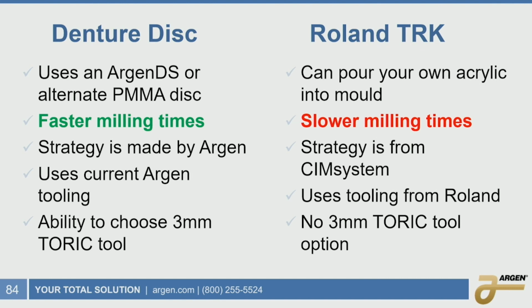If you're going to use the Roland TRK, you pour your own acrylic into the mold. There are slower milling times. The strategy is directly from SUM Systems. Argen has nothing to do with that strategy. You have to use specific tooling from Roland, and as it stands right now, there is no option to use that 3mm tool to evacuate all of that material.